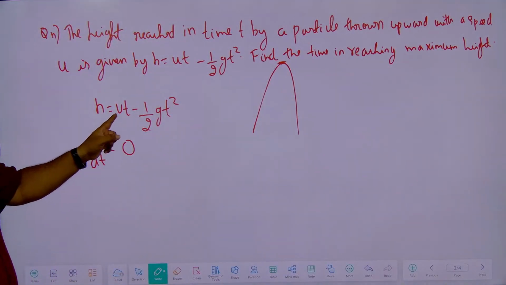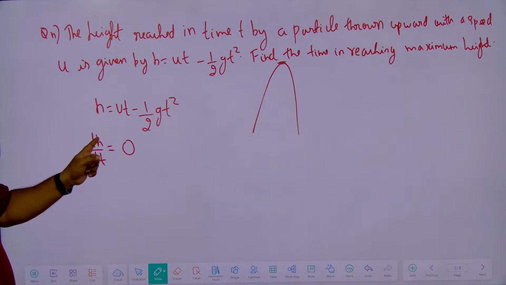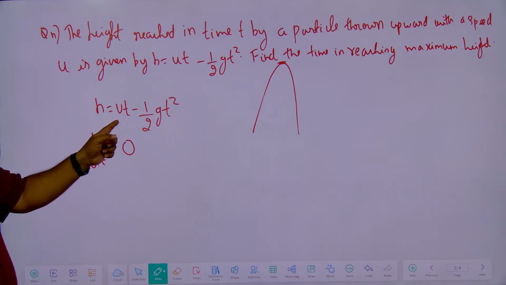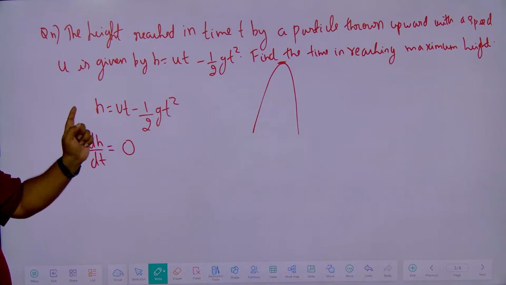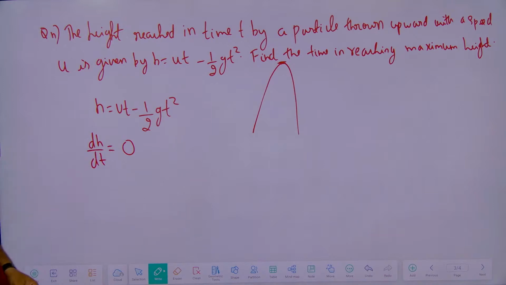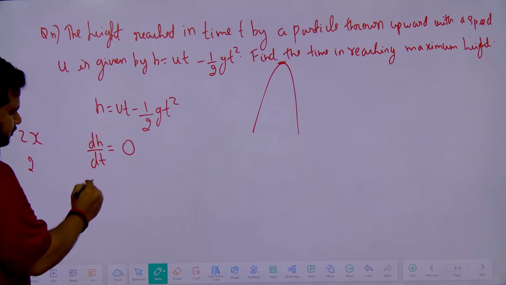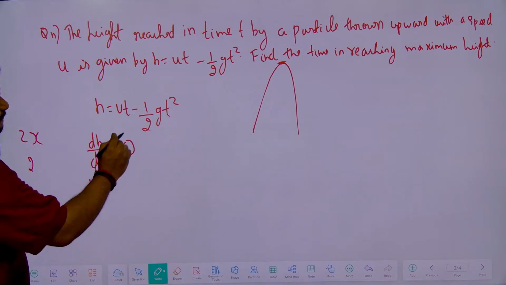What is this dh by dt? See here, ut is there. So you have to differentiate with respect to t. Derivative of ut means u will remain, because the derivative of t is 1. Suppose I have 2x, the differentiation of this is 2, because the differentiation of x is 1. Similarly, here I will have u.